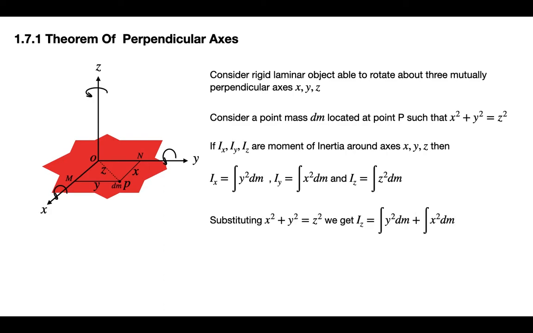Substituting x square plus y square is equal to z square, we get Iz is equal to y square dm plus x square dm, which essentially means the moment of inertia of that object is the sum of the moments of inertia along the other two axes which are perpendicular. So that's the theorem of perpendicular axis.